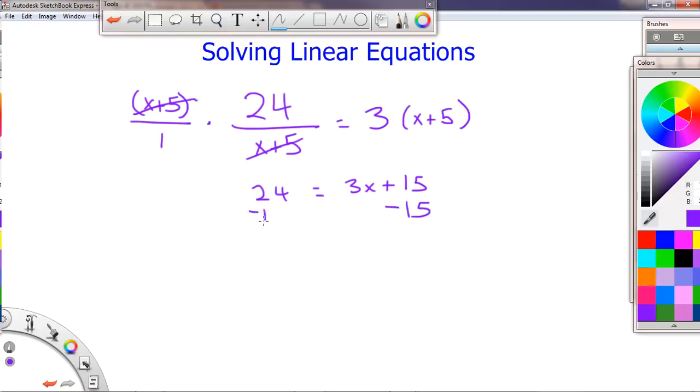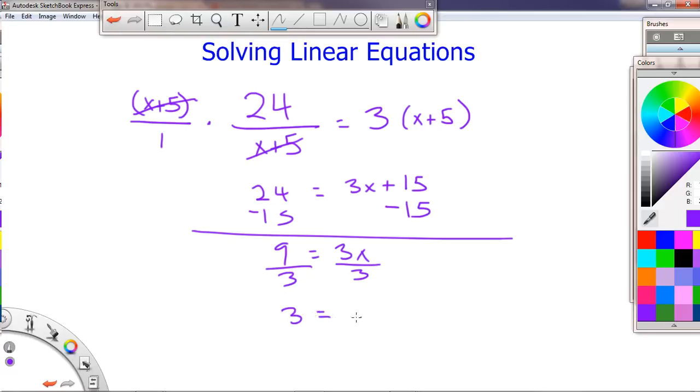Subtracting 15 from both sides, almost there. 9 is equal to 3x, divide by 3, and you can see that, again, my favorite, x is equal to 3.